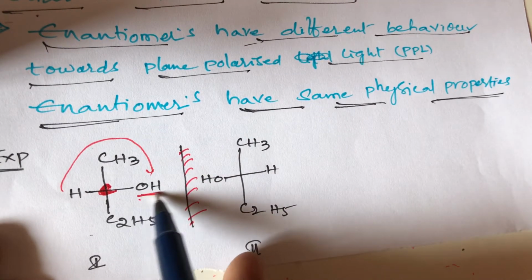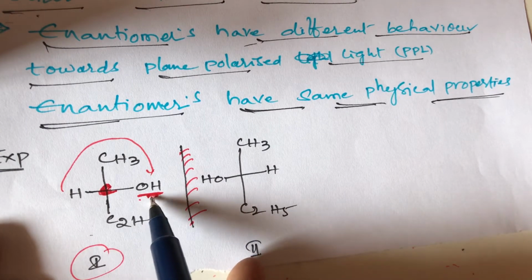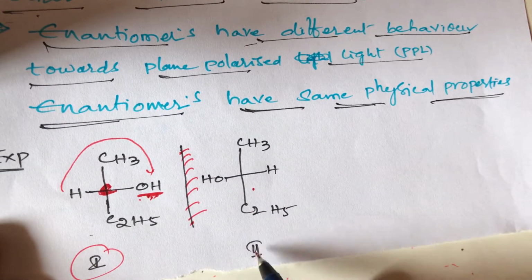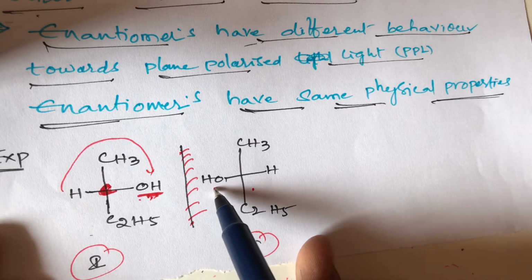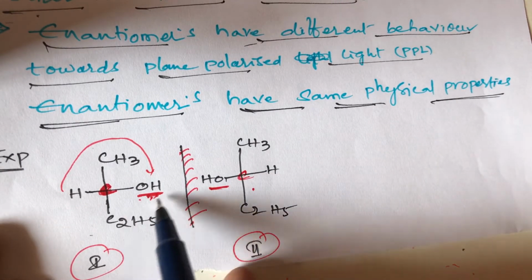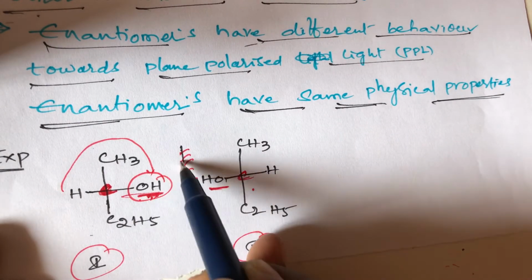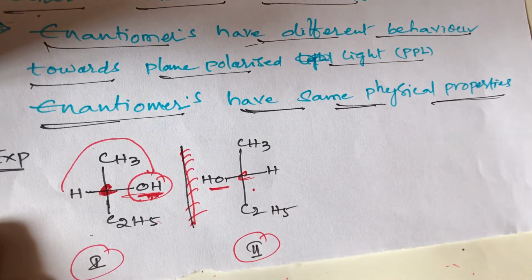In this first compound, the OH group is present on the right hand side. In the second compound, the OH group is present on the left hand side. So these also both have a chiral center, and these both are mirror images of each other. So that's why these compounds are called enantiomers.